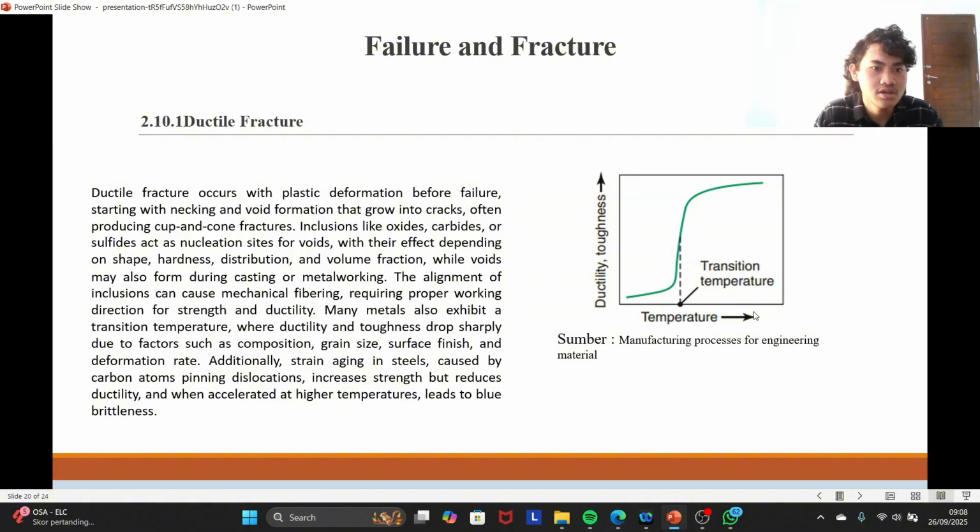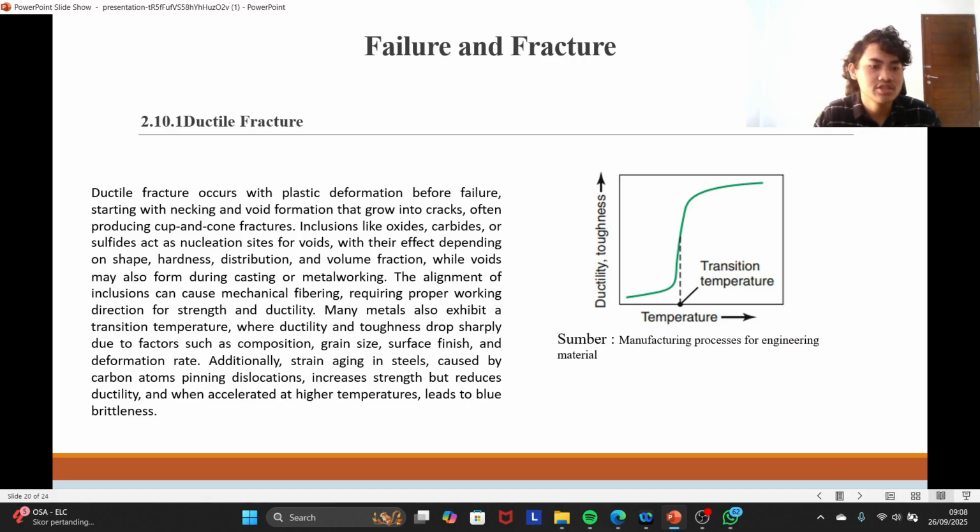Failure and fracture: ductile fracture. Ductile fracture occurs with plastic deformation before failure, starting with necking and void formation that grow into cracks, often producing cup and cone fractures. Inclusions like oxides, carbides, or sulfides act as nucleation sites for voids, with their effect depending on shape, hardness, distribution, and volume fraction.